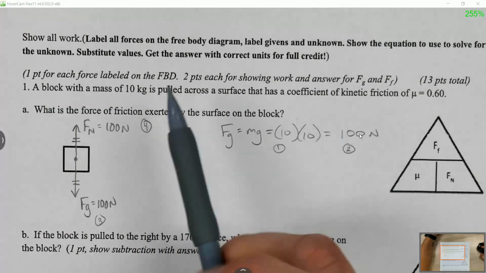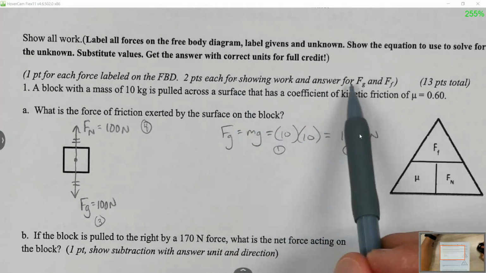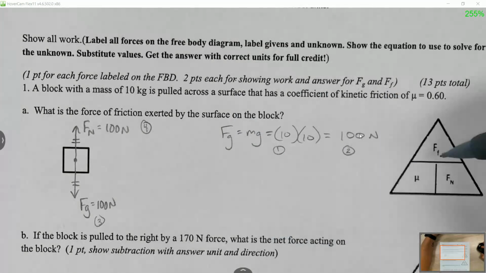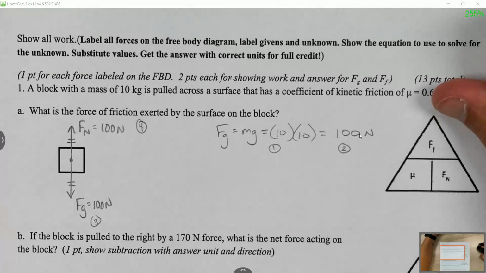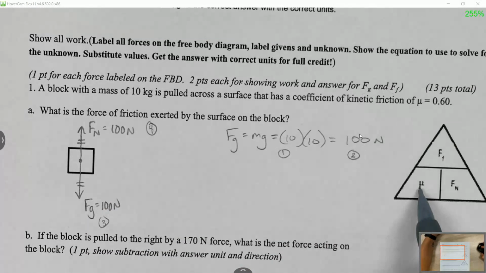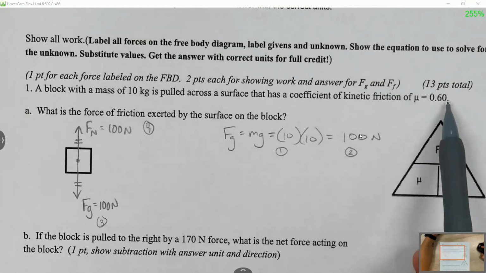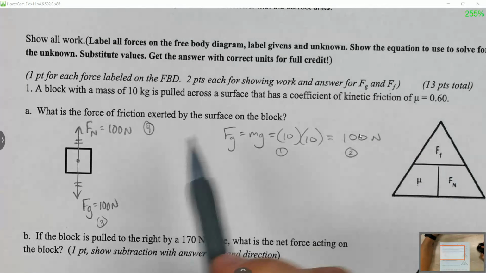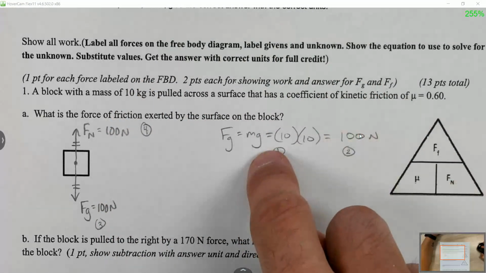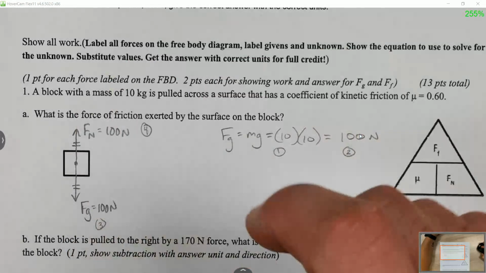Now, what else do I do? It says 2 points each for showing work and answer for weight, and then we need to do the same thing for the frictional force. The friction force triangle is here. We're looking for Ff. If they're next to each other, you're going to take the coefficient of friction, which is the mu here, 0.6, times our normal force. In order to figure out normal force, you had to do mass times gravity. Got that, draw it in, boom, this is going to be the same value going up.